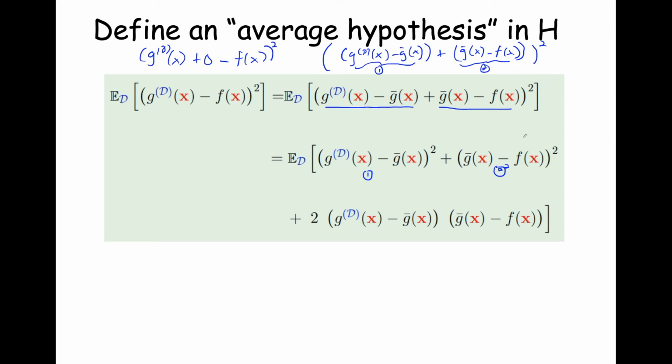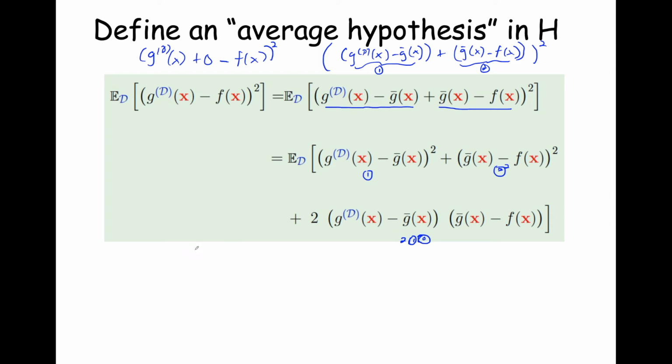Okay. So now here's my cross term: 2 times the first term, that's g script D of x minus g bar of x, times g bar of x minus f of x. That's my cross term, 2 times the first term times the second term. Now I know that the expectation of the sum of a number of terms is the same as the sum of the expectation of the individual terms.